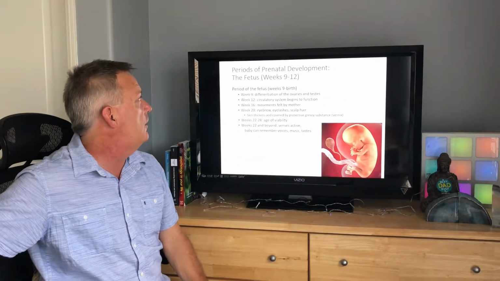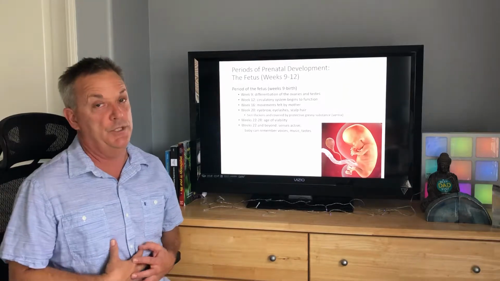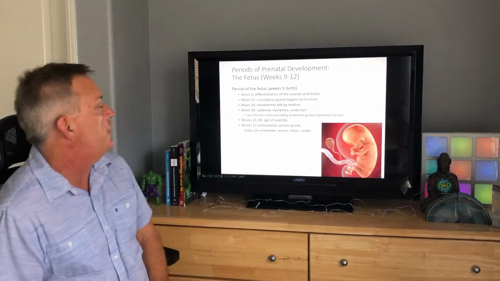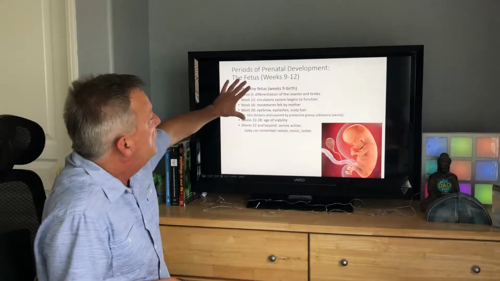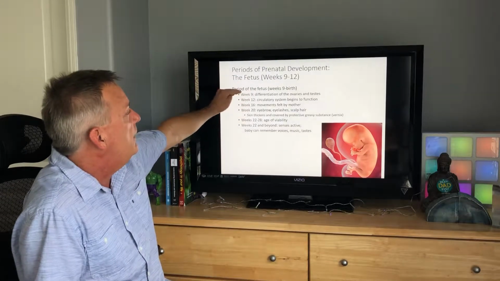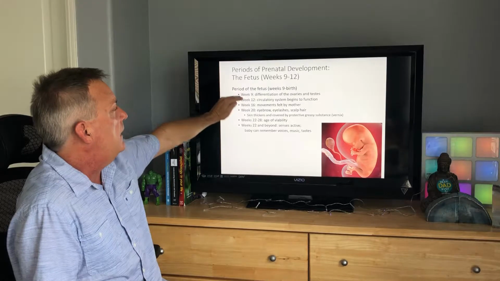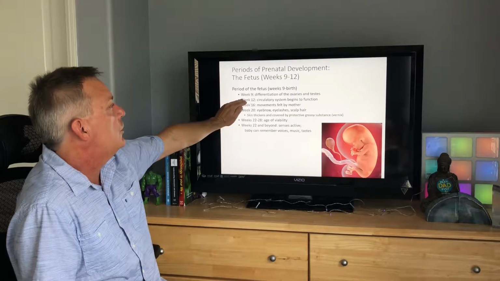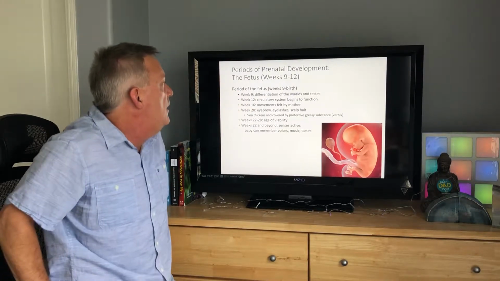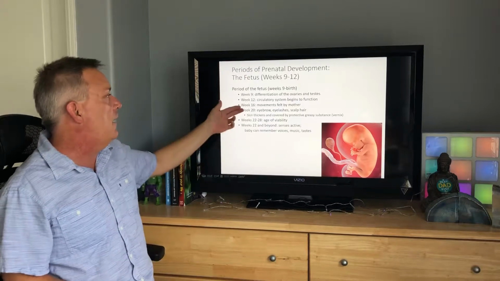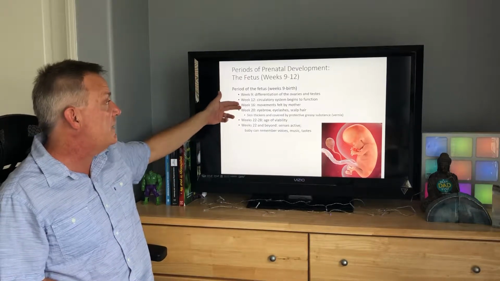And then there's the period of the fetus, and this is where the baby really starts to put on pounds, right? And you can see it in the mom. And just so many fascinating things are happening at week 9, differentiation between the ovaries and testes. And week 12, circulatory system begins to function, and you can start to feel movements in week 16.